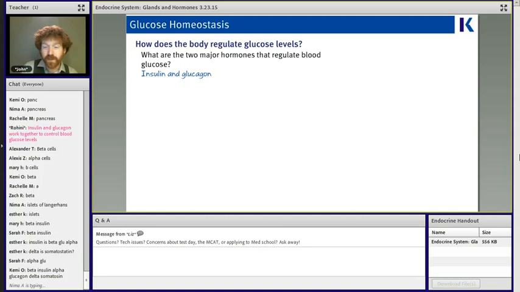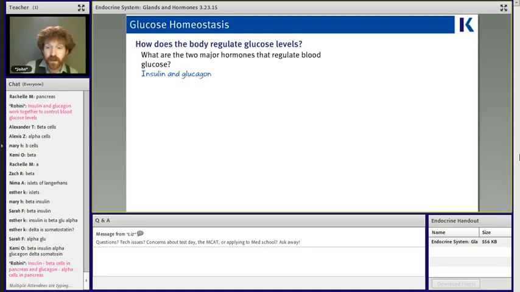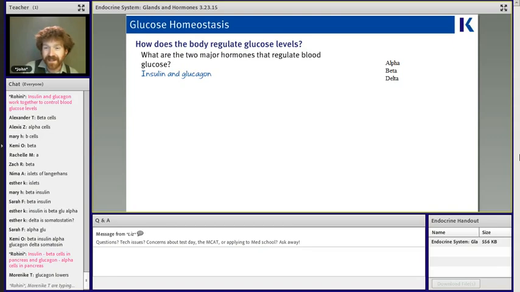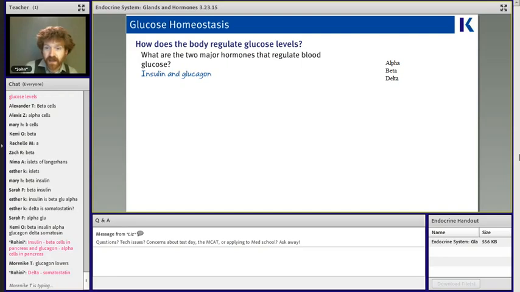So alpha releases glucagon. Nice. Oh, I see you're typing. Okay, I gotcha. That makes sense. Beta releases your insulin, and delta releases your somatostatin.